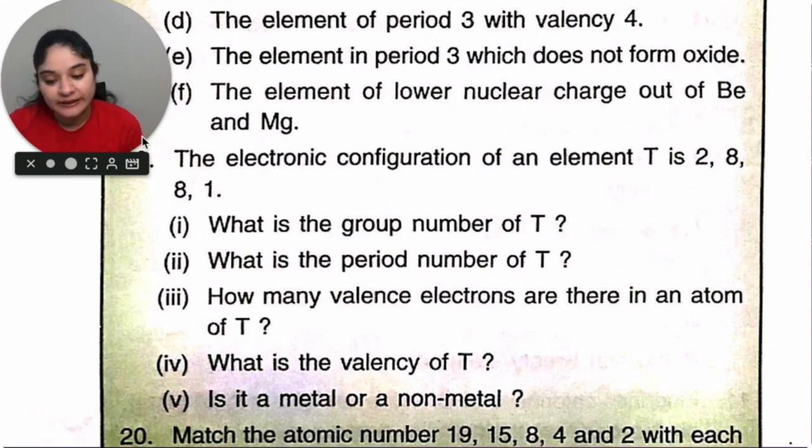How many valence electrons are there in an atom of T? The valence electrons is 1. What is the valency of T? It can donate 1 electron and attain the stable electronic configuration. Therefore, the valency will be 1. Is it a metal or a non-metal? Of course, since it is donating 1 electron, it is a metal.